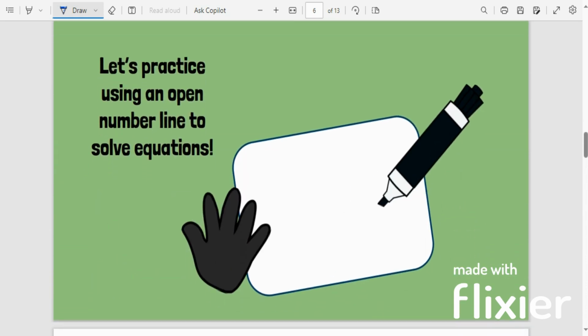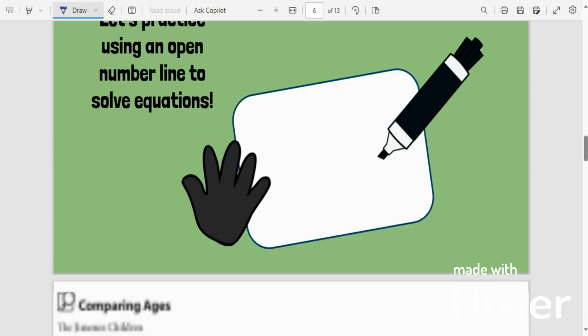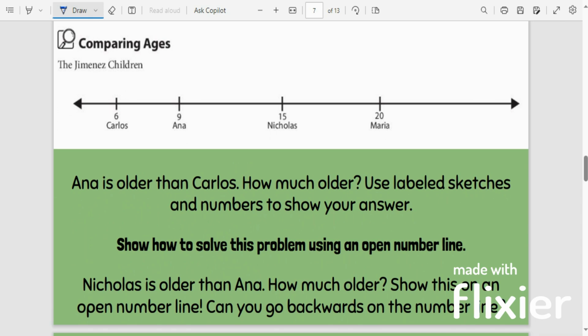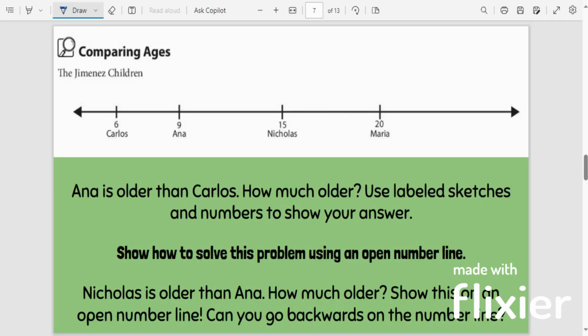Let's do a little practice using an open number line to solve equations by finding differences between the Jimenez family, so comparing ages. On this number line, we know that Carlos is 6, Anna is 9, Nicholas is 15, and Maria is 20. Anna is older than Carlos, but how much older? We're going to use labeled sketches and numbers to show our answer.